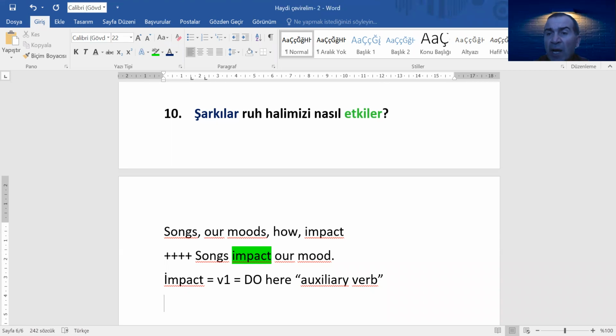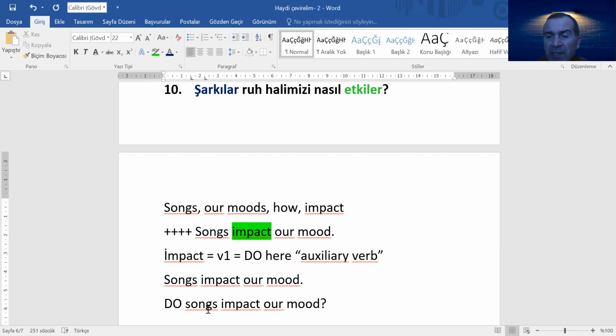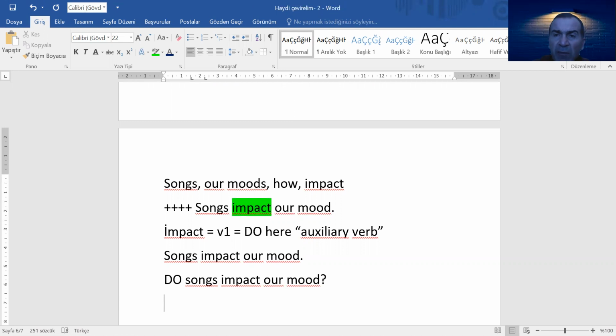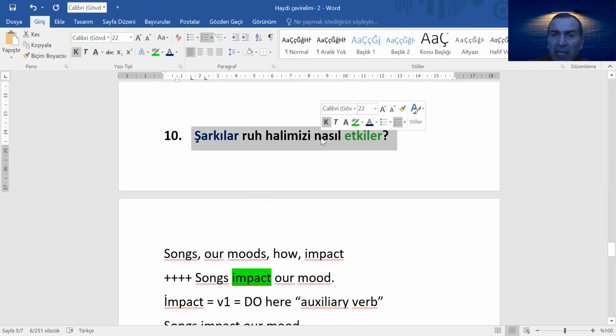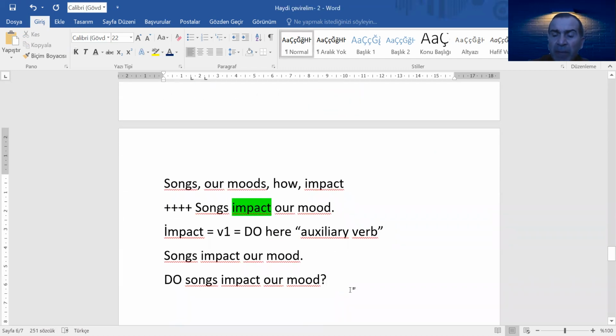And while we are making a sentence questions, we are going to take this auxiliary verb at the beginning of the sentence. Olumlu cümleyi bir de yazacağım. Let me write the positive sentence once again. Songs impact our mood. Do songs impact our mood? Şarkılar ruh halimizi etkiler mi? Sorumuz neydi bizim? Şarkılar ruh halimizi nasıl etkiler? Yani şu soru kelimesinde yine ne yapmamız lazımdı? Cümlemizin başına how do songs impact our mood? That's it. Now, let's check our answers.